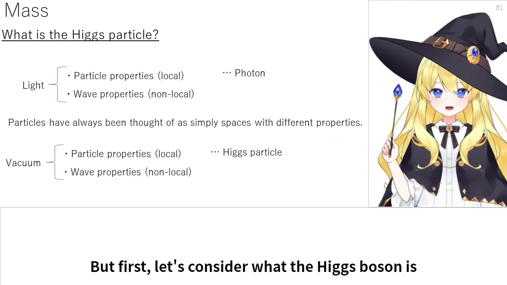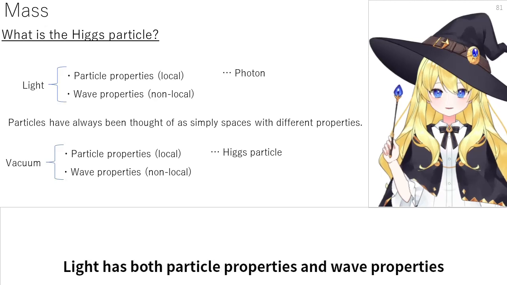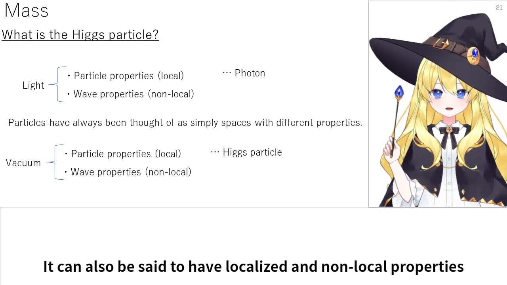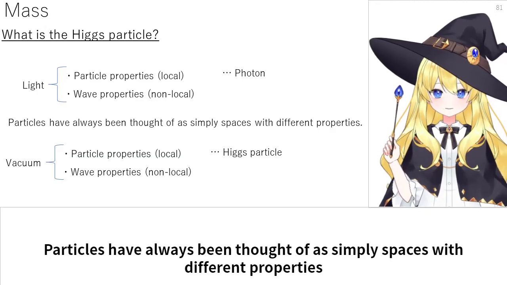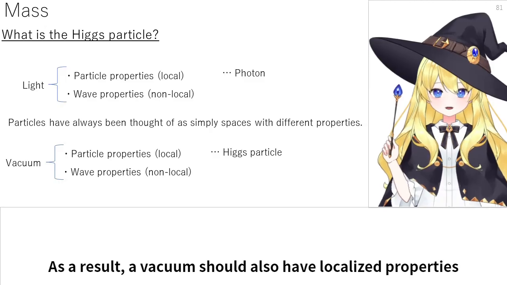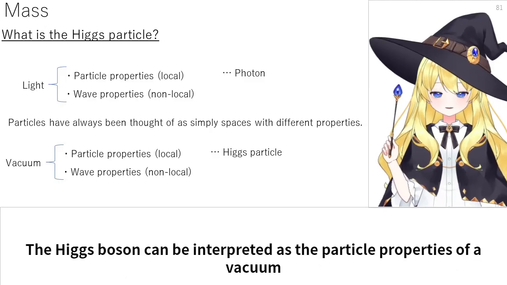But first, let's consider what the Higgs boson is. Light has both particle properties and wave properties. It can also be said to have localized and non-local properties. Particles have always been thought of as simply spaces with different properties. As a result, a vacuum should also have localized properties. The Higgs boson can be interpreted as the particle properties of a vacuum.